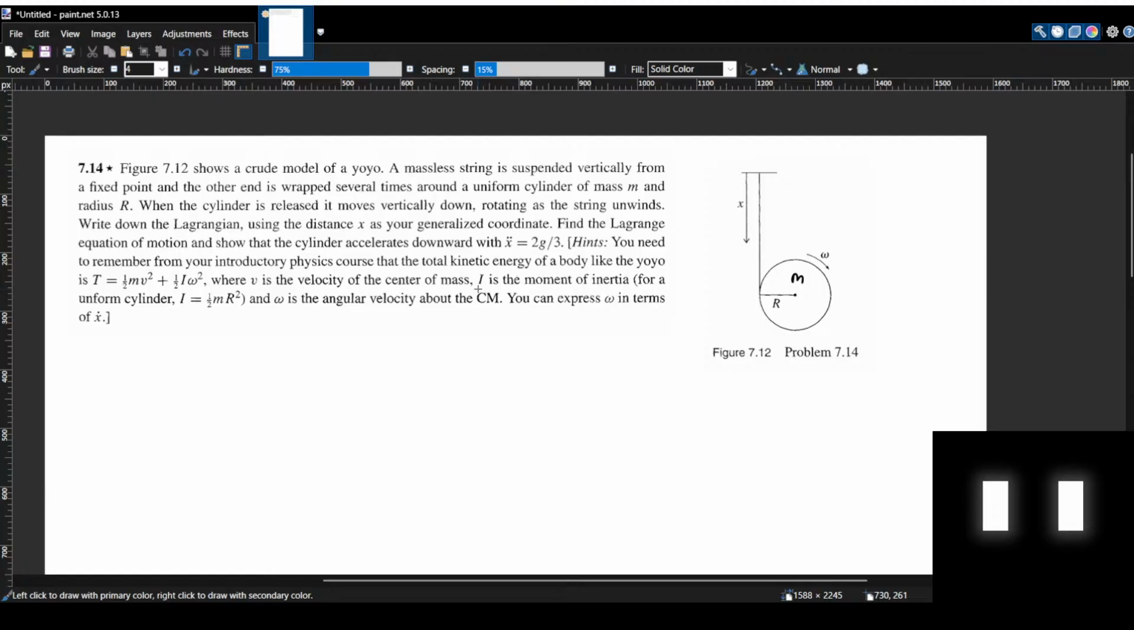When the cylinder is released, it moves vertically down, rotating as the string unwinds. Write down the Lagrangian using distance x as your generalized coordinate. Find the Lagrange equation of motion and show that the cylinder accelerates downwards with x double dot equals 2g over 3. The rest I'll explain as we go.